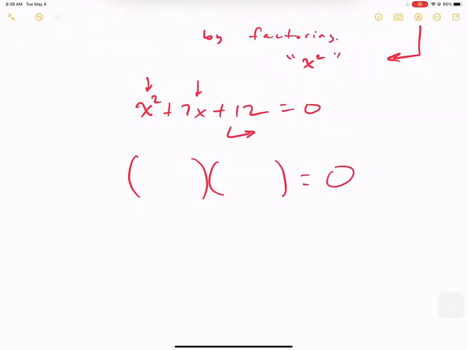We said, what numbers multiply to become 12 that add up to 7? So 1 times 12, 2 times 6, 3 times 4. Do any of these add up to 7? Does 1 and 12 add up to 7? Does 2 and 6 add up to 7? Does 3 and 4 add up to 7? And probably you see it, 3 and 4 add up to 7. So that's how we know what numbers we use for our factors.